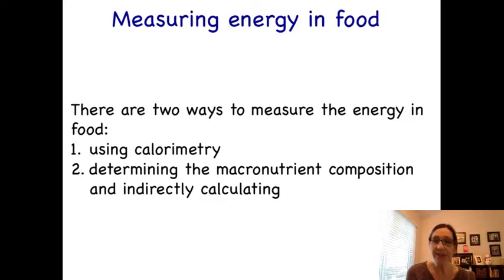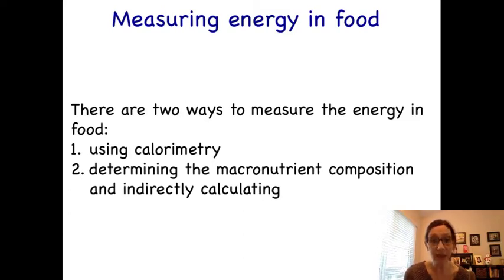For carbohydrates, it's known that there are 4 kilocalories per gram. So if you eat a gram of carbohydrates, you should get the equivalent of 4 kilocalories. Protein contains 4 kilocalories per gram. So if you eat a gram of protein, pure protein, you're going to get roughly 4 kilocalories of energy.